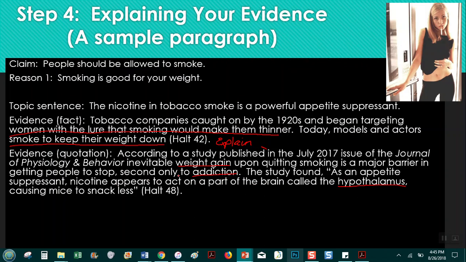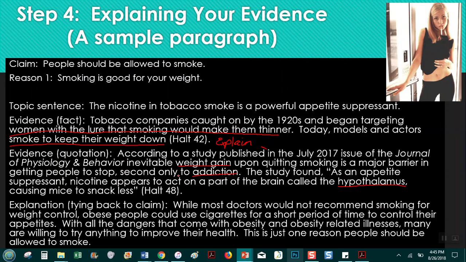instead of diet and exercise, tobacco companies are manipulating people to try to get them to lose weight by using tobacco, which harms their body in other ways. But instead, she went in a different direction. So here's tying it back to the claim.